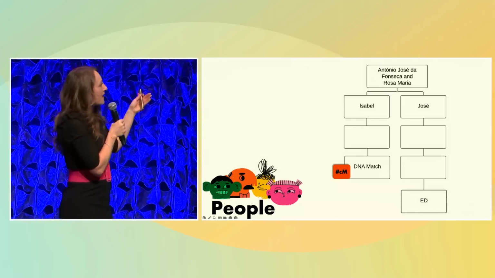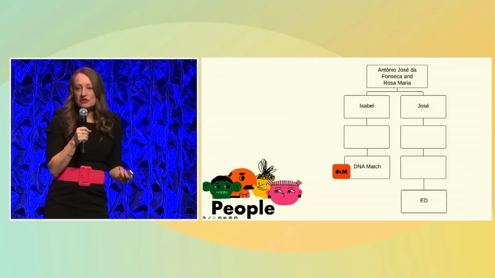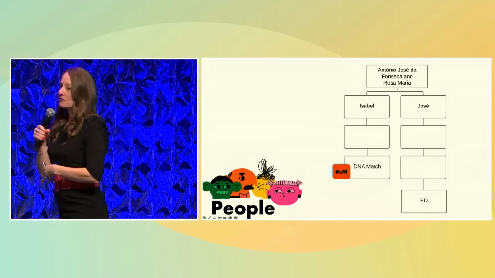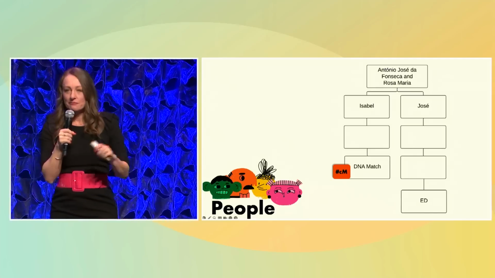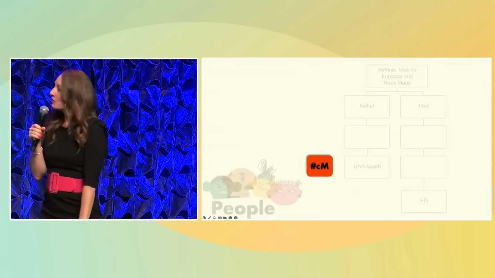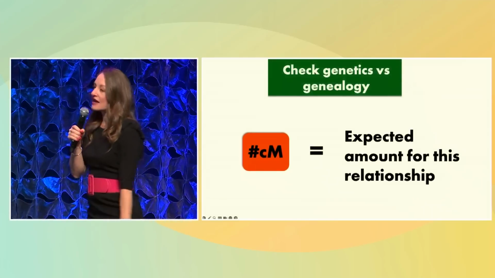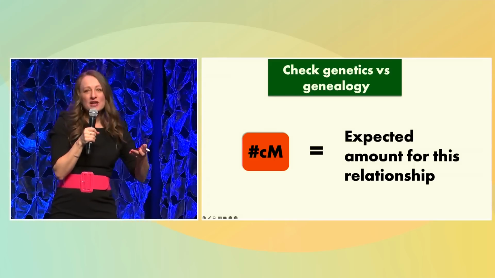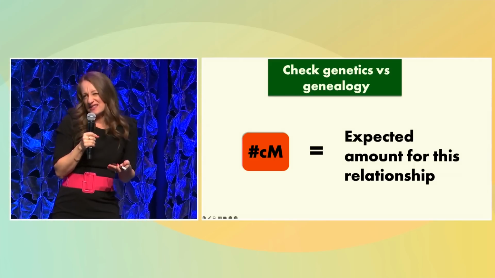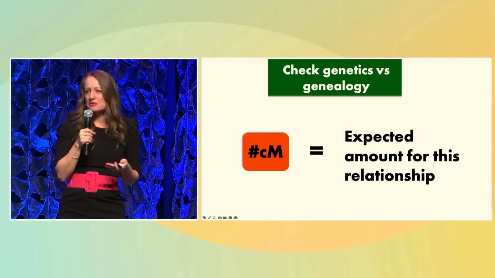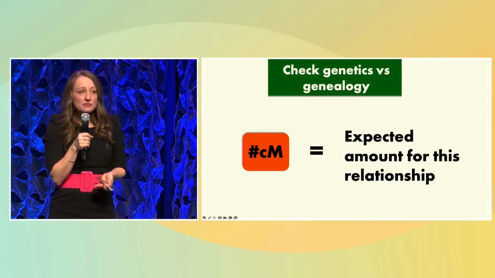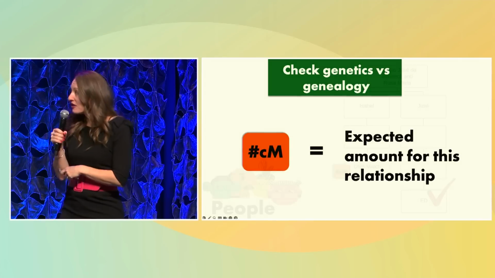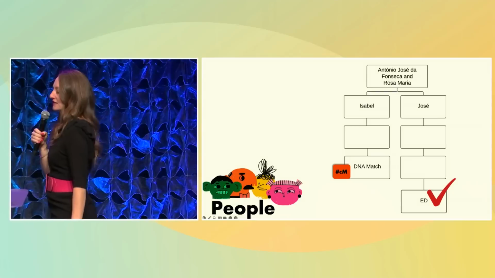So Ed found this particular DNA match who's sharing a certain amount of DNA. And again, we're not going to go into details. We'll do that tomorrow. But in general, what you want to do is check genetics versus genealogy, which means you take that total amount of shared DNA and you ask, is this the right amount of shared DNA for the relationship I think I should have to this person? And if that checks out, then yeah.